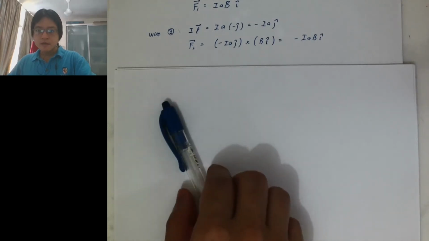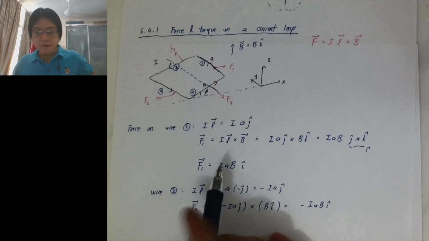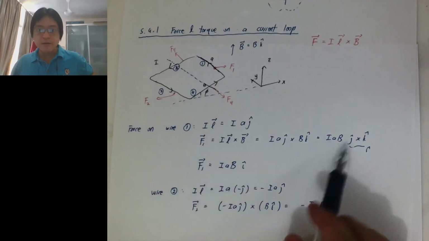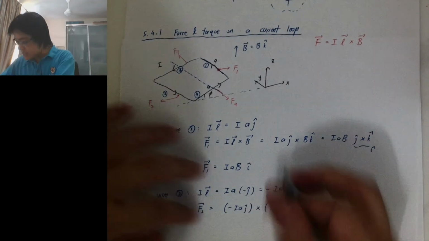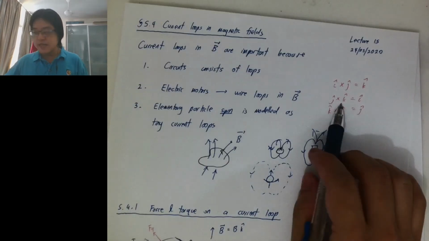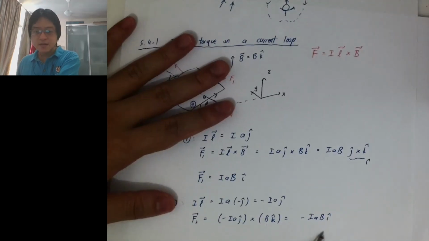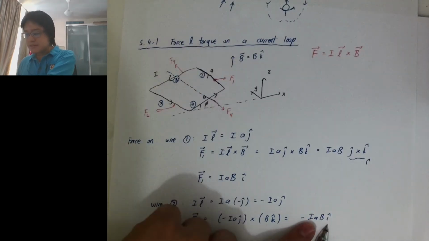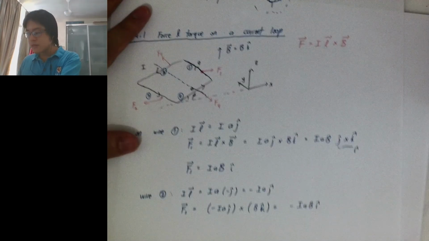Why is it not J? Not I plus J, since it's not exactly straight down. What do you mean? Because for force 1, right? Force 1 we calculated is in the I direction. Force 2, J cross K. So J cross K is I, but there's a minus sign, right? So I got the IA. So both of them are in the I direction.